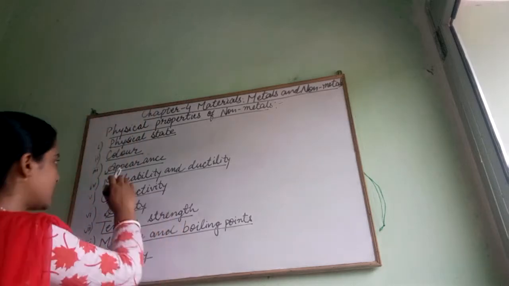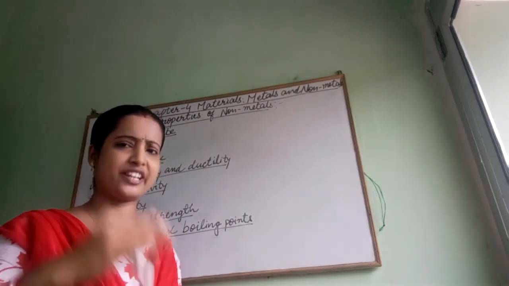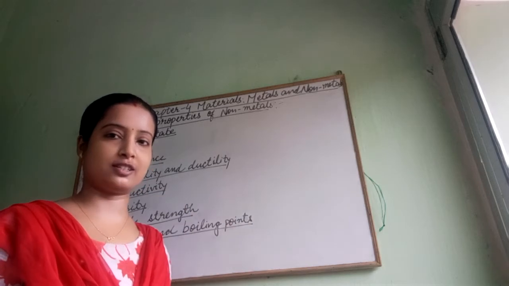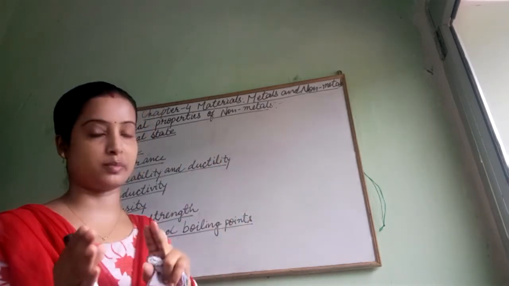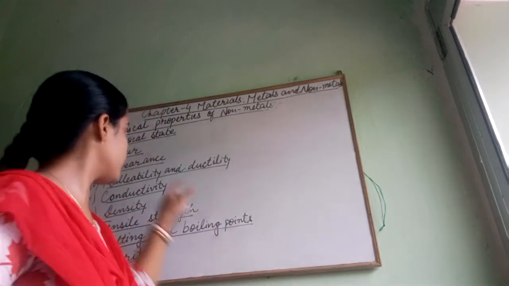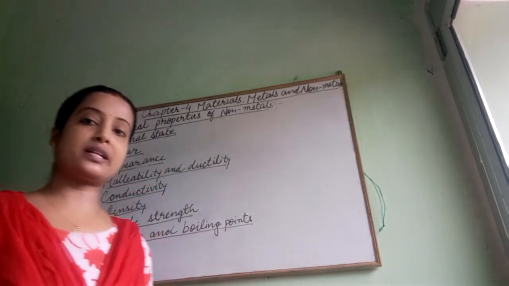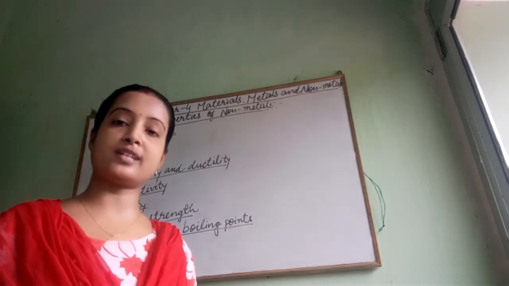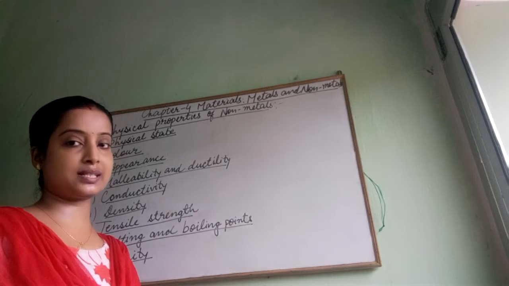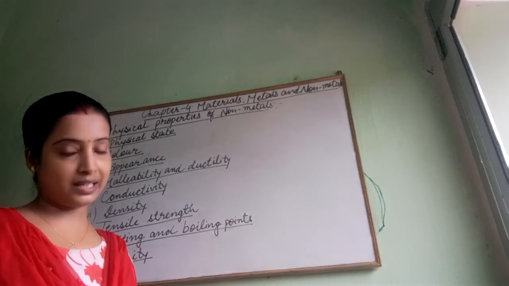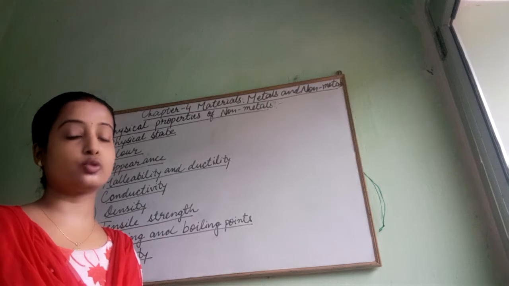Now comes the third property, appearance. We can recapitulate the properties of metals as well as non-metals and compare them. You have studied that metals have luster on their surface, meaning they are shiny, but non-metals are dull in appearance. They don't shine on their surface.